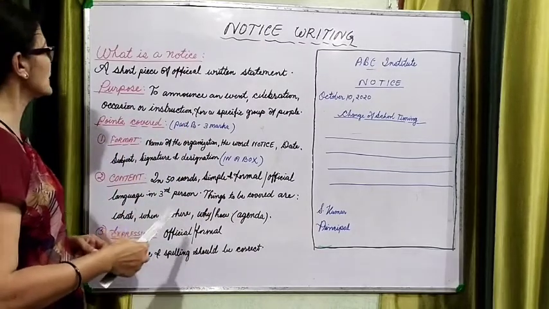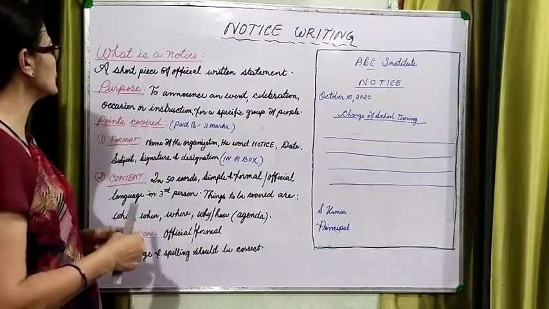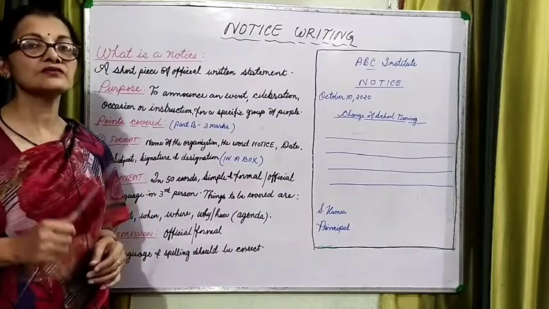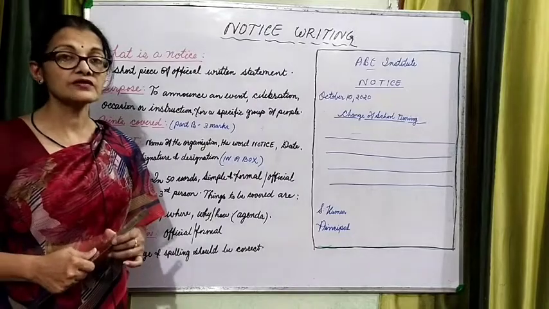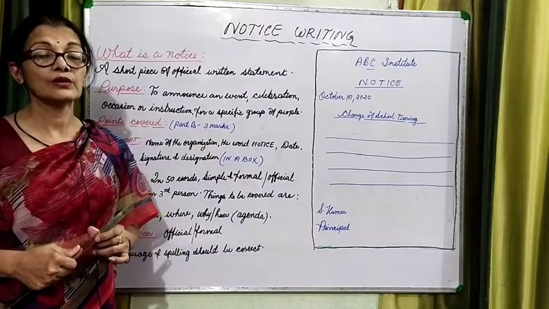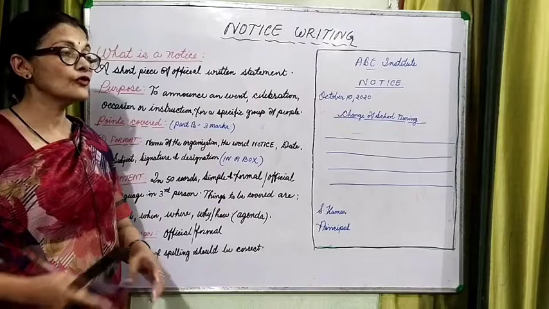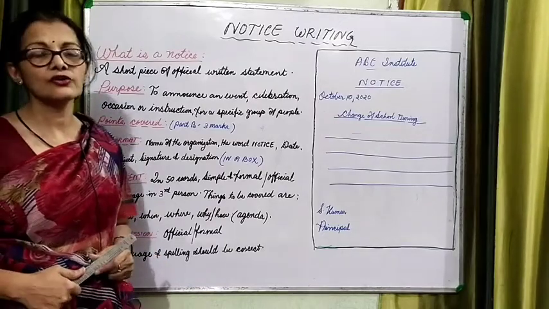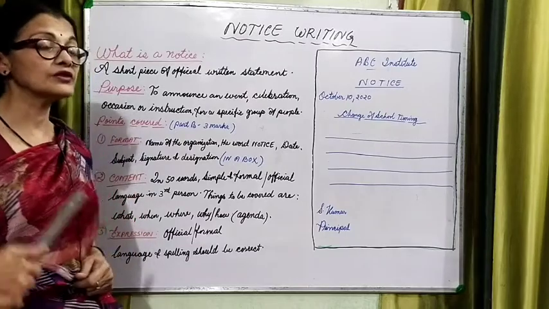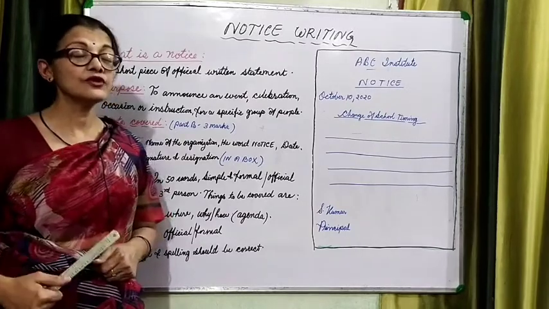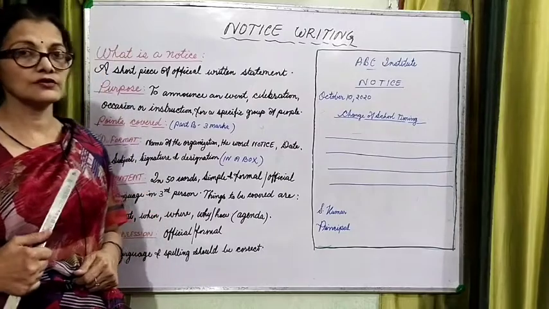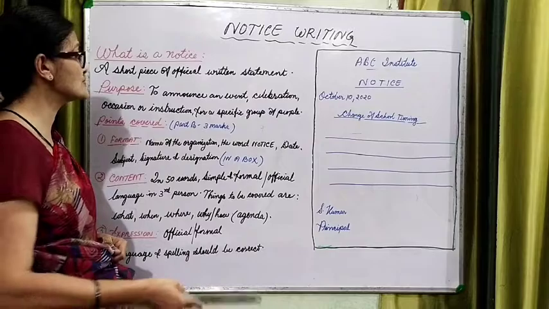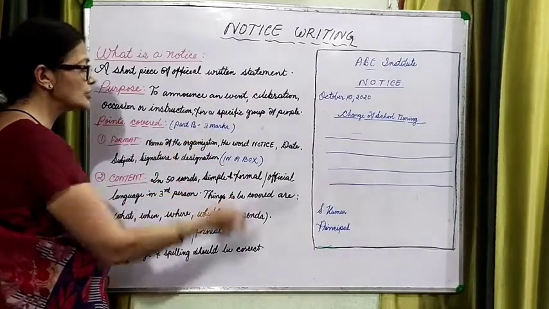The first point we will cover is what is a notice. As I told you, this is a short piece of official written statement. Children, the notice is a written piece of statement, written in formal language. It cannot be informal. If something is formal, the language should be official also. And what is the purpose? As I told you just now, it is to announce an event.